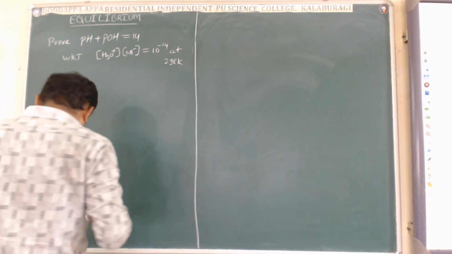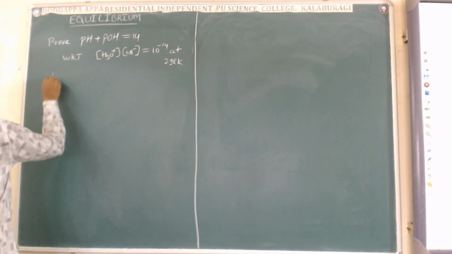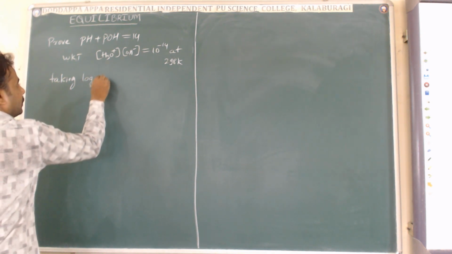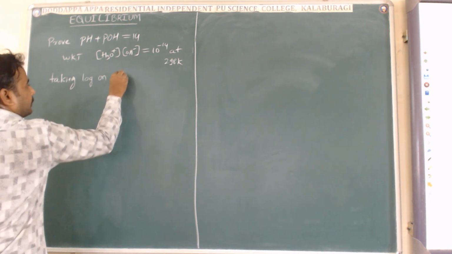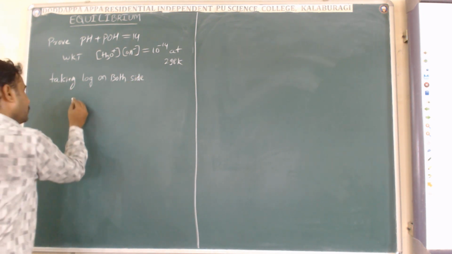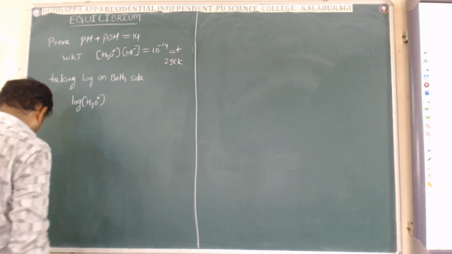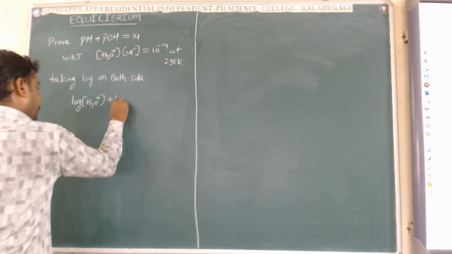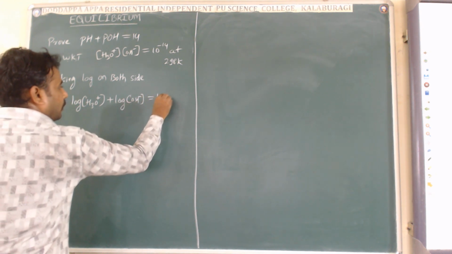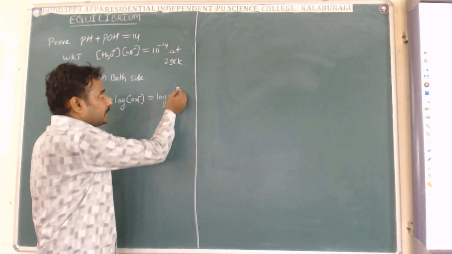Next, we have to take log on both sides of this equation. Then it becomes log of H3O plus plus log of OH minus is equal to log of 10 raised to minus 14. You see here, log 10 raised to minus 14 is there.